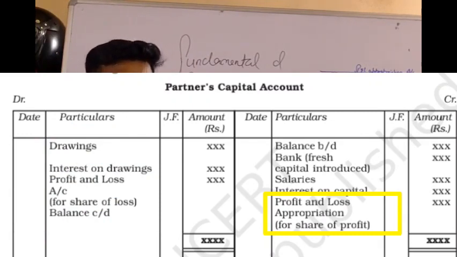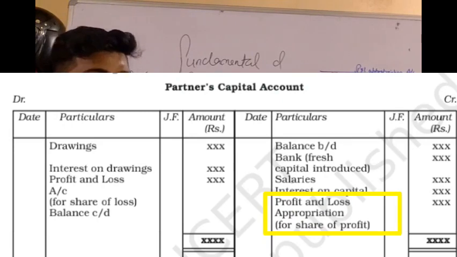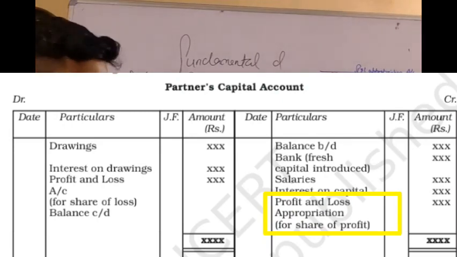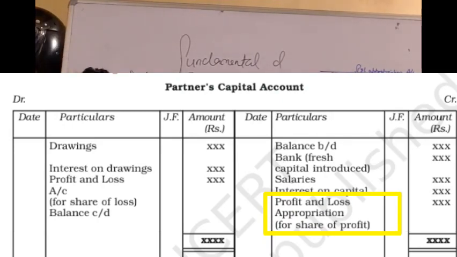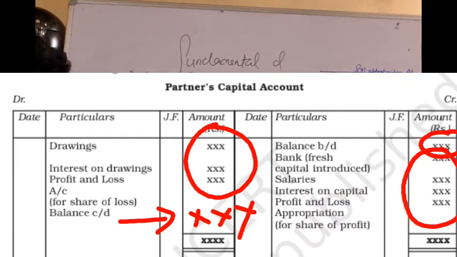Similarly in case of profit, where there is a profit and we prepare the profit and loss appropriation account, we write it in the credit side of the profit and loss appropriation account. Now you can calculate the carried down balance also: balance brought down plus all credit side, less drawing, interest on drawing, profit and loss. Whatever is left will be the balance carried down.